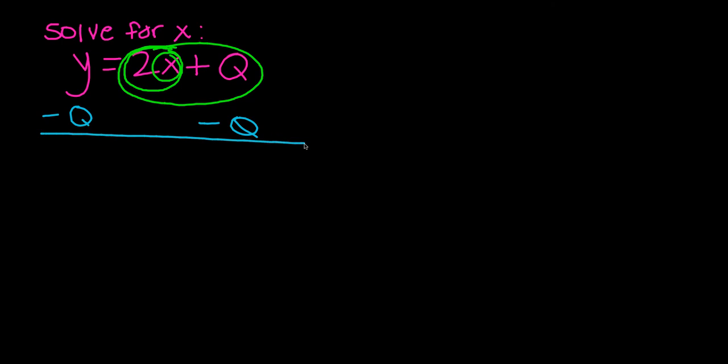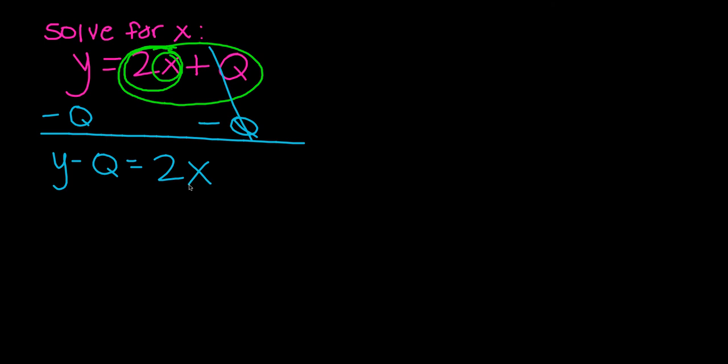And that'll leave us with y minus q. And we can't really do anything with y minus q because they're not like terms. So we've got y minus q equals, and the only thing left over here now is 2x. And let's think about our onion again. We've got to peel that 2 away from the x. We want the x by itself. So we're going to peel that 2 away.